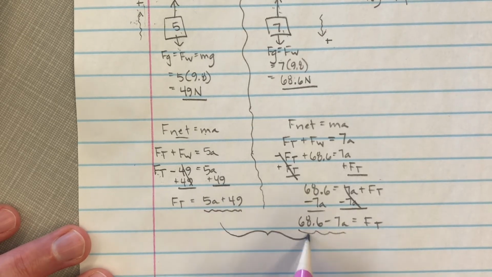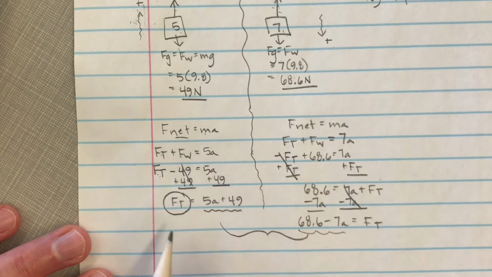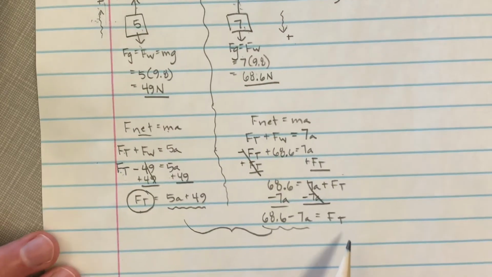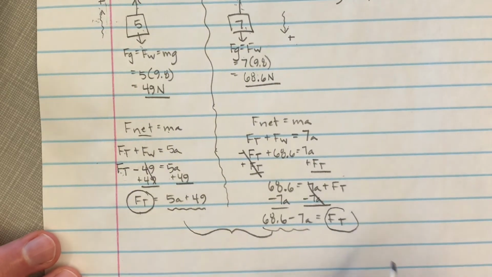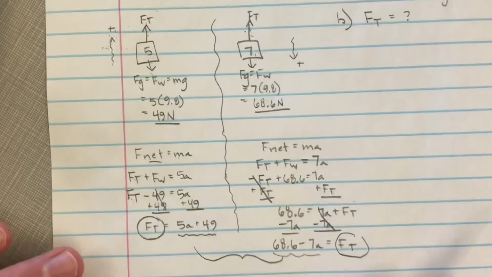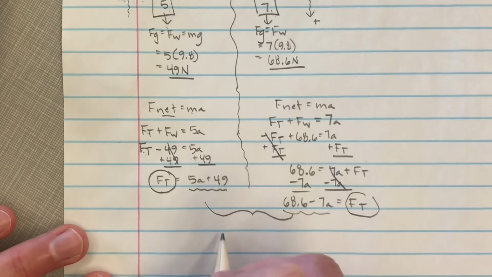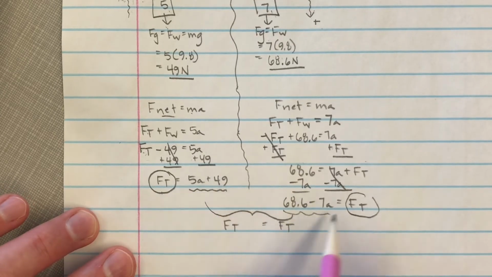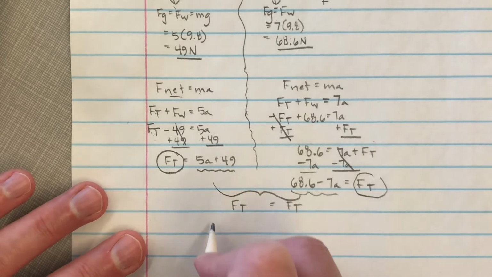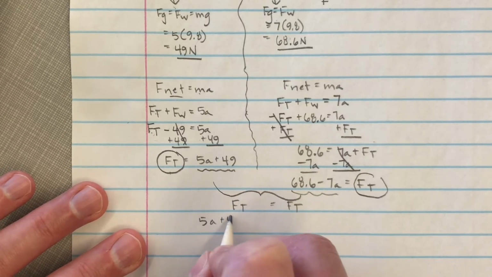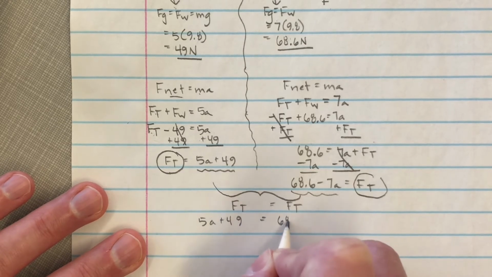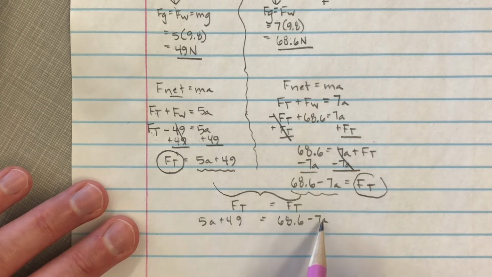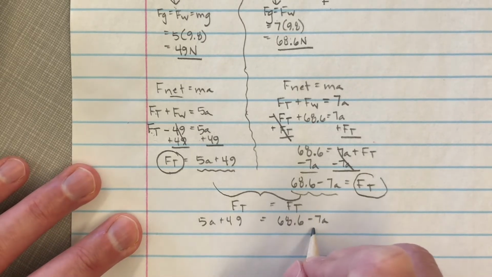But here's where we'll solve it as a system. We know the force of tension acting on the lighter box on the left is the same as the force of tension acting on the heavier box on the right. So the force of tension acting on the box on the left equals the force of tension for the box on the right. So now we can substitute our expressions for force of tension in there, see what effect that has. So 5A plus 49 equals 68.6 minus 7A. And notice by doing that substitution, now we have one equation, one unknown, so we can solve this. So I'm going to add 7A to both sides.